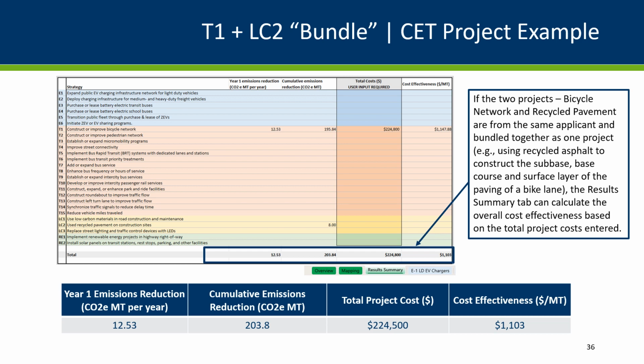It is quite common for a project applicant to have multiple pieces to the project which yield emission benefits. Using the carbon emissions tool, these emission benefits can be bundled together to show the total cost effectiveness of the whole project, as shown here in the gray section labeled Total. For this example, we have a bicycle project which also uses recycled pavement. Together, they get a cost effectiveness of $1,100 per metric ton.